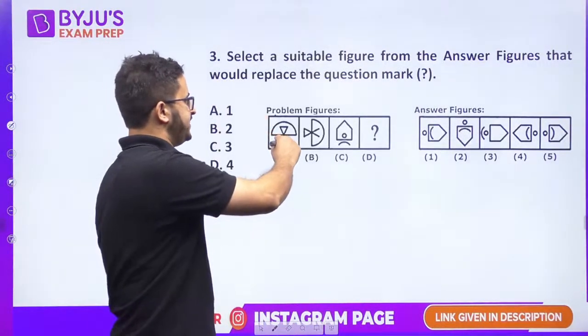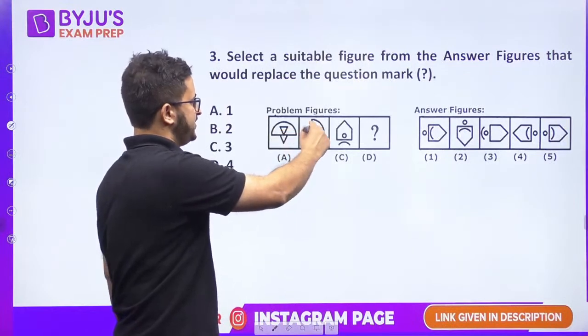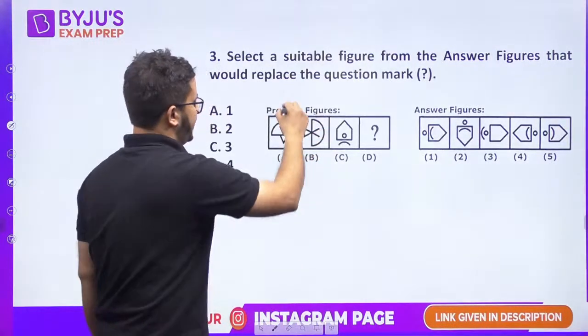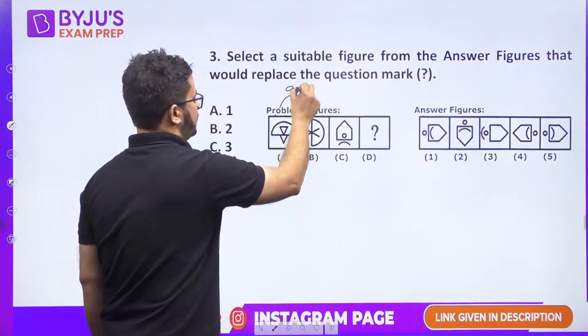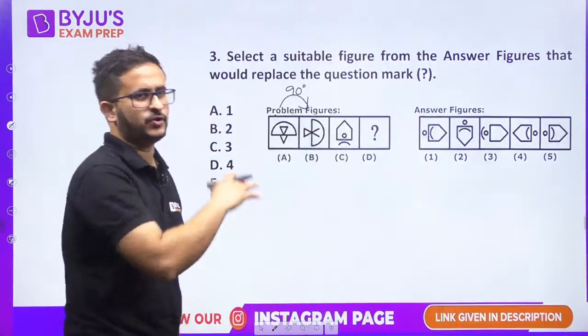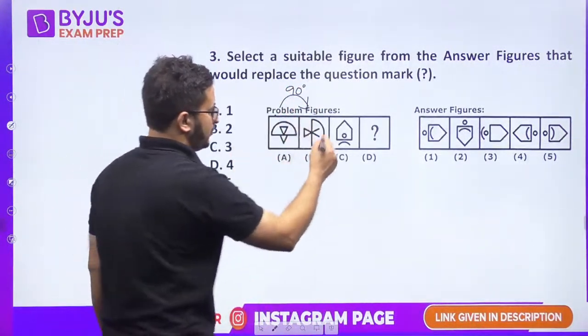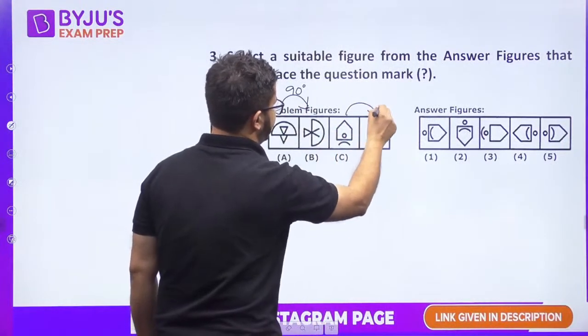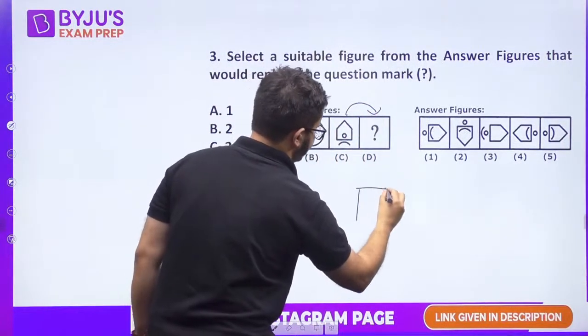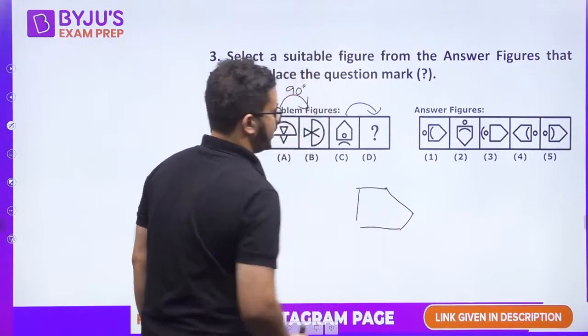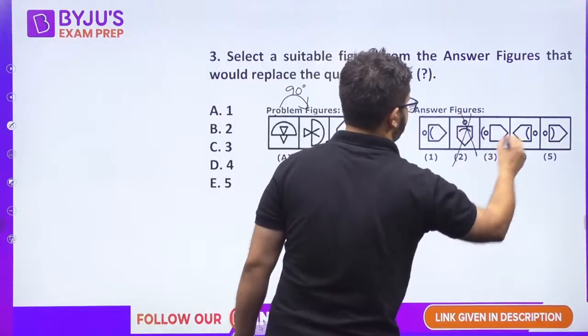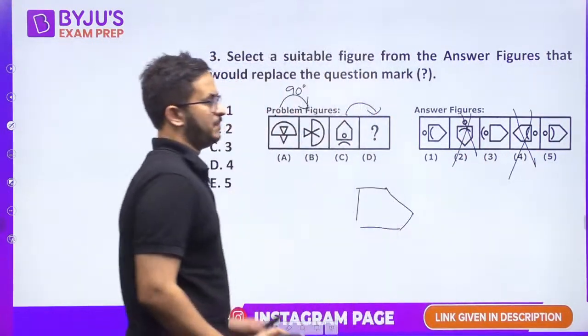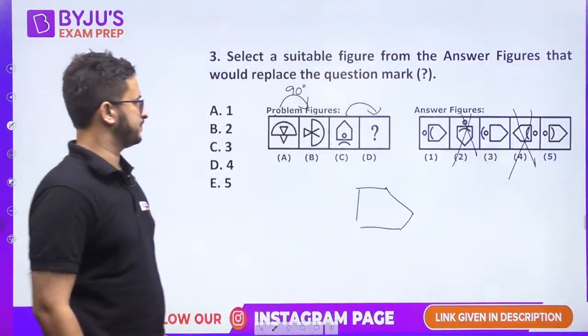Now in this image, first, this is a semicircle, it has been rotated 90 degree to the right in the clockwise direction. So first of all, we will rotate this by 90 degree. So we will get a pentagon like this. Okay, you can eliminate this option, you can eliminate this option. The best way is to do it by eliminating options.